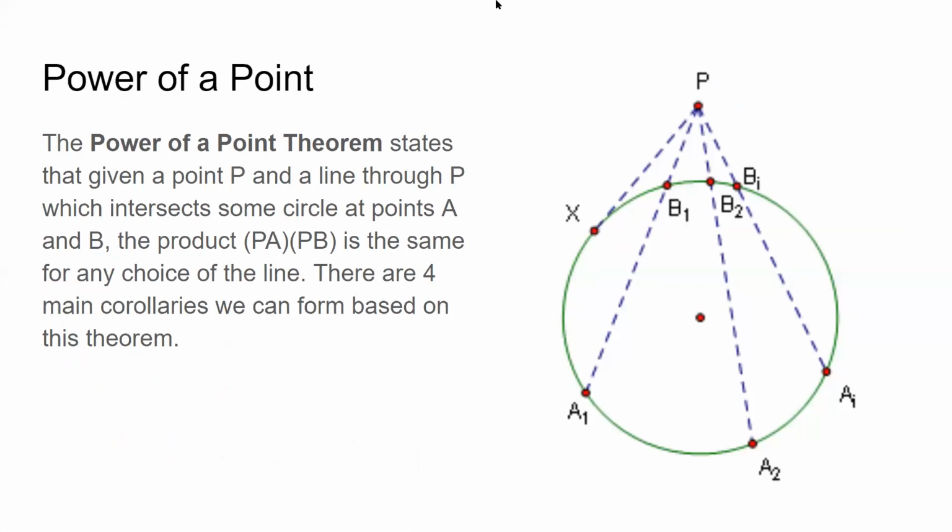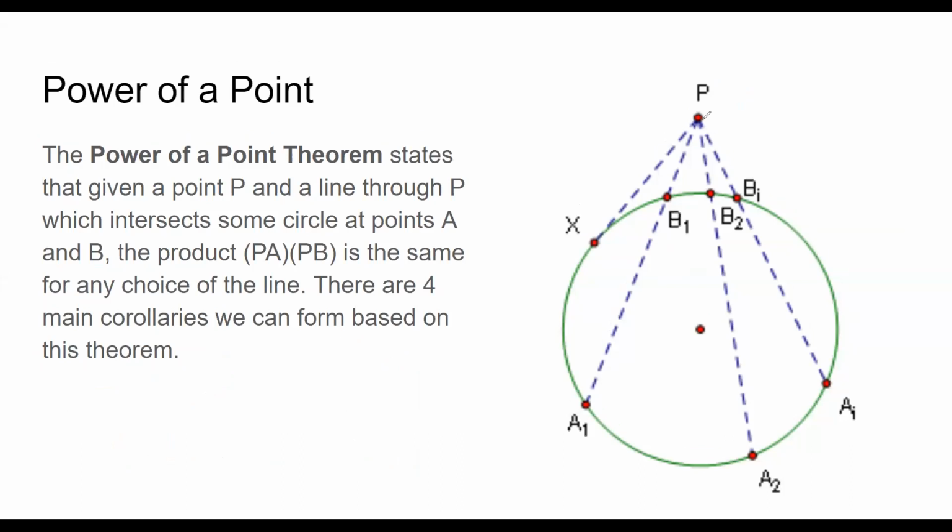So there's this interesting theorem called the power of a point theorem. This is when we stop talking about angles and start talking about lengths. It states that given point P and a line which intersects a circle at another point or two points, the product of the inner times the outer will always be the same. So what that means is this PB times PA is the same as this PB times this PA, which is the same as this PB times this PA. And for this tangent line, it's equal to this times itself because there's no inner or outer.